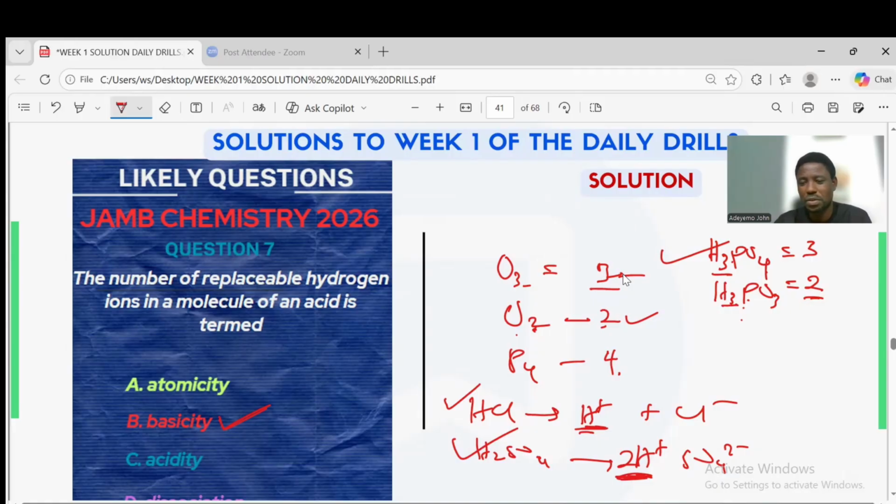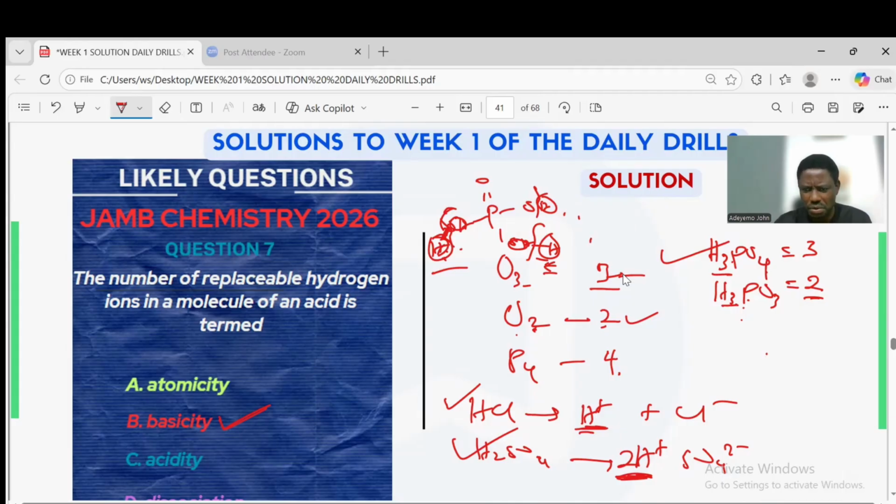If I want to draw the structure of H3PO4 now, P has a double bond to O, then OH, OH, and OH. That's how they look. All these hydrogens can easily leave. The oxygen is withdrawing electrons, making this bond weak, and then hydrogen can easily leave. So these 3 hydrogens are acidic protons, they can easily leave. This bond can easily break, and that's why they have 3 there.